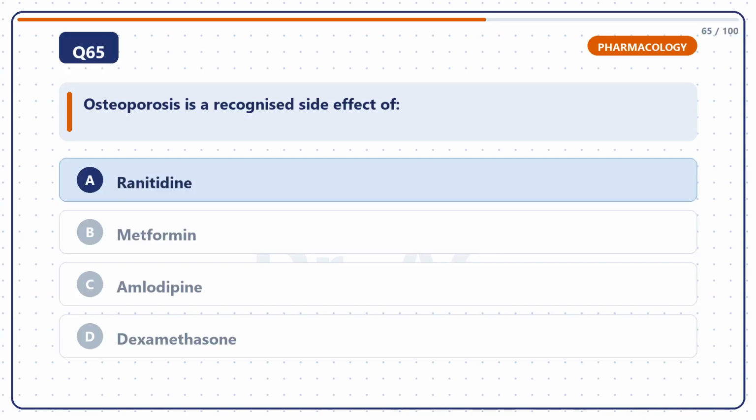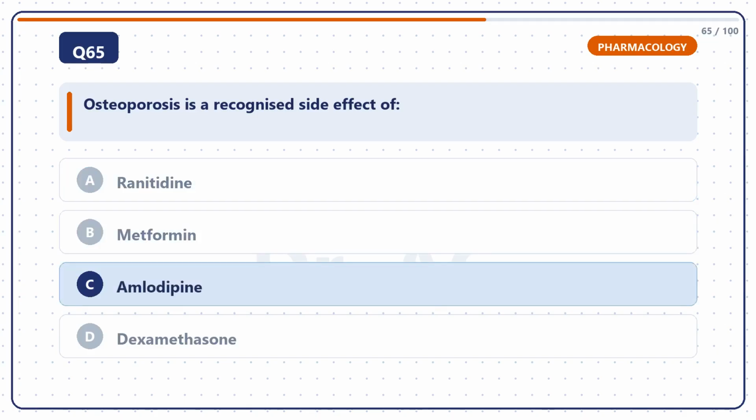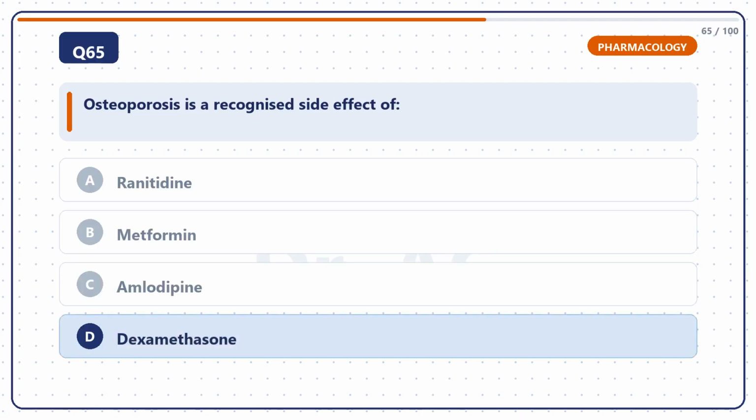Question 65. Osteoporosis is a recognized side effect of option A. Ranitidine. Option B. Metformin. Option C. Amlodipine. Option D. Dexamethasone.